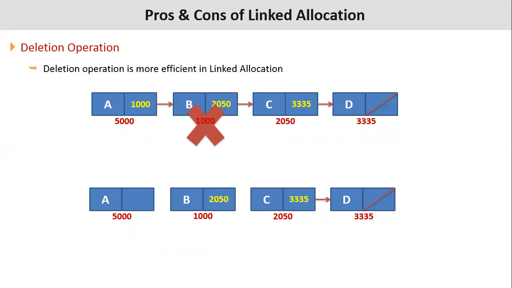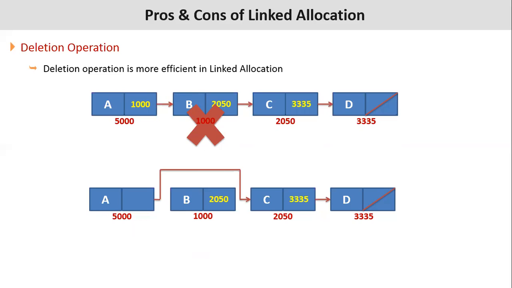So we need to change the address in the second part of node A. We are going to remove the second node, so 1000, which is storing the address of node B. We must remove that address from A, and we need to add the address of C, that is 2050. So one node is removed from the linked list.